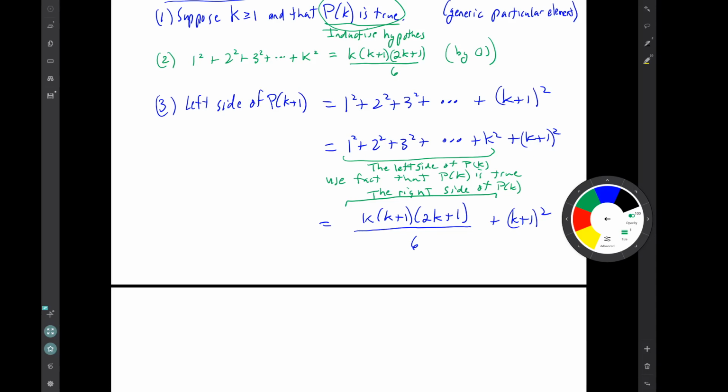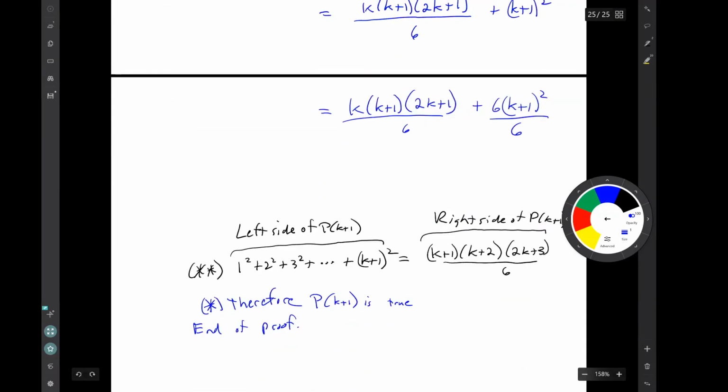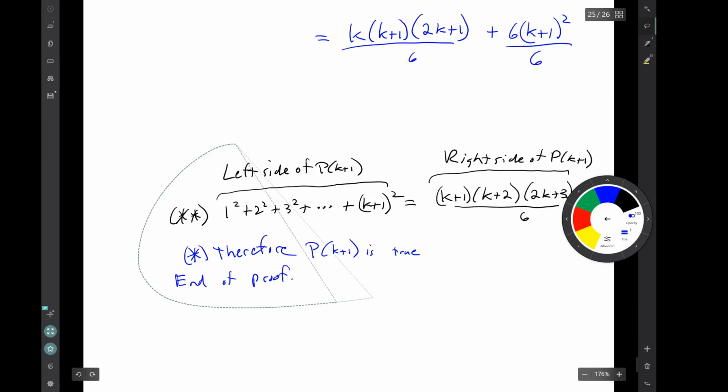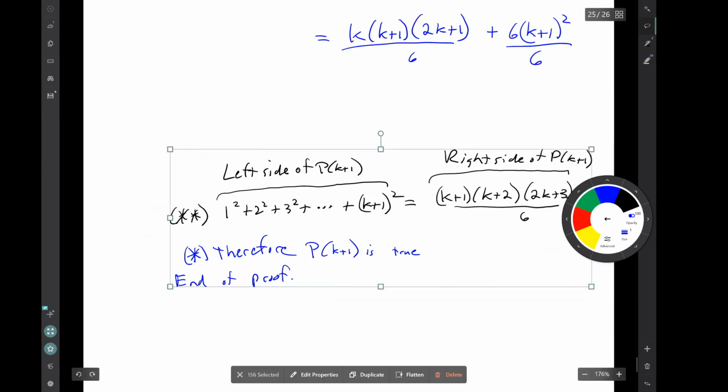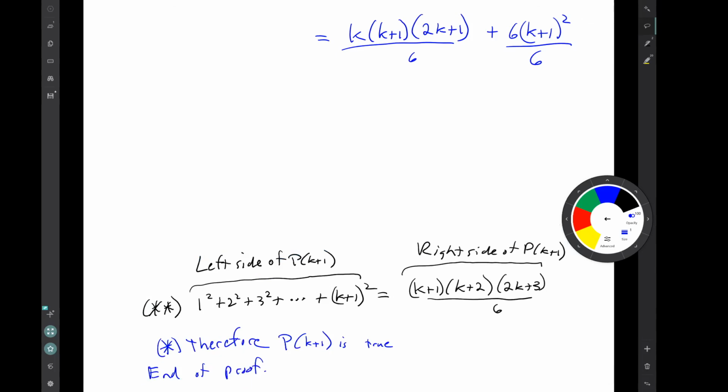Well, let's go on from here. We want to simplify this, so let's get a common denominator. Okay, that'll help. Now, I'm going to need some more room. Actually, I'm going to move some stuff down to the bottom of this page. So we're trying to get to something that looks like the right side of P(k+1), which is this stuff. One great big fraction with a 6 on the bottom.